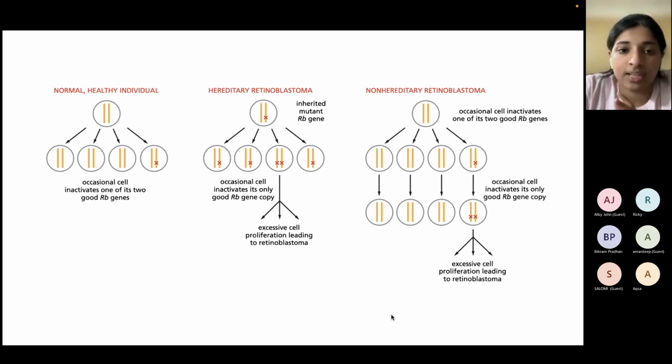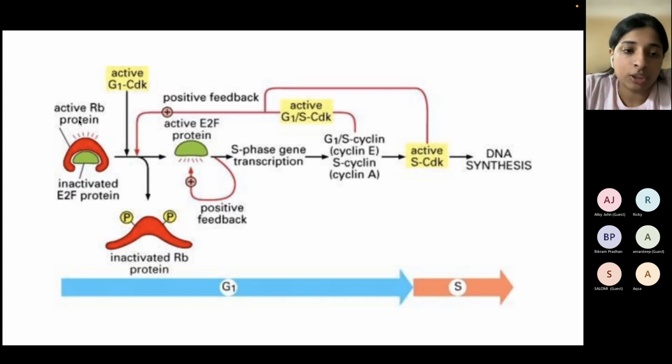So what exactly is the RB gene? So this RB gene codes for a protein known as the RB protein. This RB protein, once active, is bound to E2F, which is a transcription factor. Now, once it's bound to this E2F, then there is inactivation of E2F and the downstream genes are not activated.